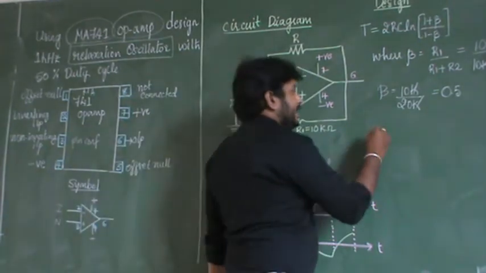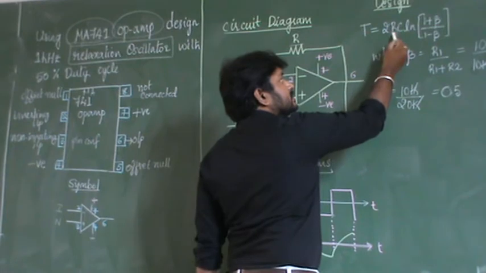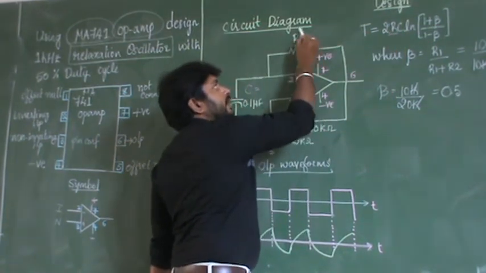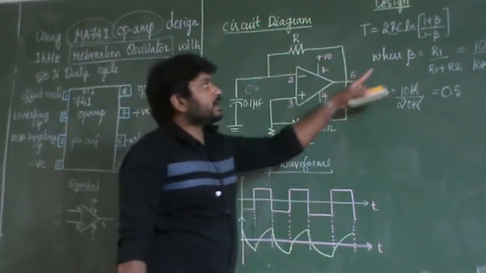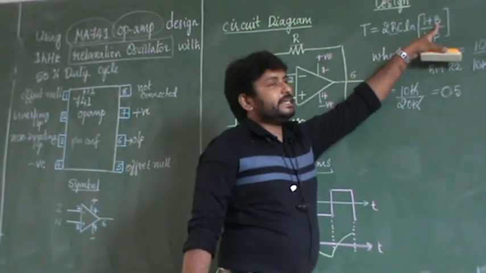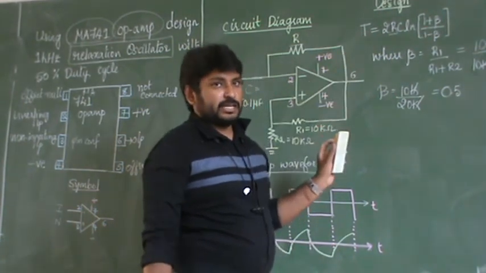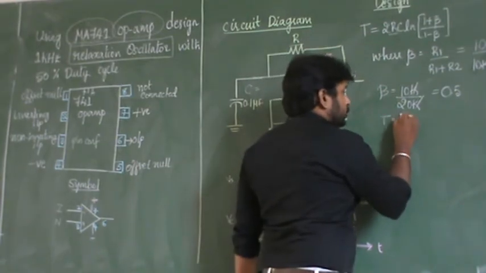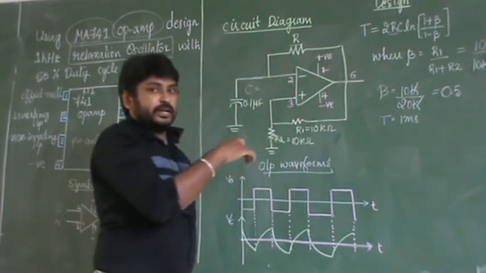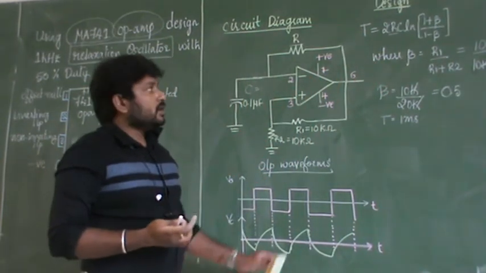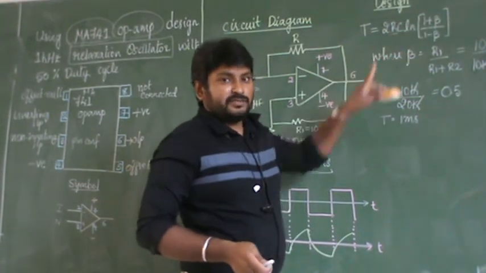Now I have to get the value of resistance, R, the feedback resistance. I have the capacitance value, I got the beta value, and my T is 1 millisecond, which I am assuming as well. So T is 1 millisecond. Now I will take R to my left side. I will rewrite my equation because all the terms are available and I just have to find the R value, the feedback resistance.